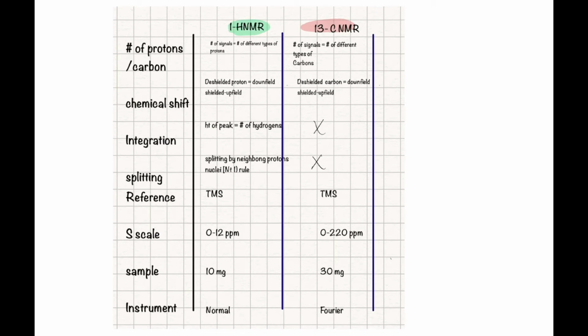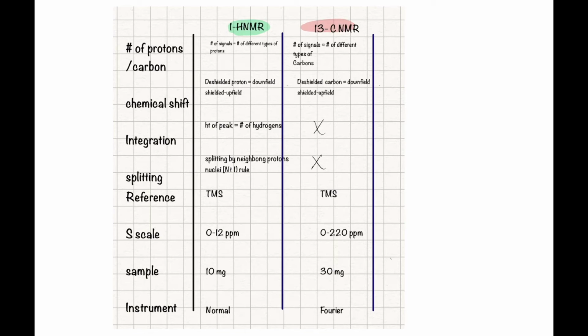And the delta scale is going to run between 0 and 12 ppm on H NMR spectrum, whereas on C13, it's going to be between 0 to 220 ppm, which is actually an advantage, where the different carbon signals are going to be spread on this wide range. And in order to take the H NMR, you need only about 10 milligrams of the sample. But to take the C13 NMR spectrum, you need at least 30 milligrams to get a reliable spectrum.